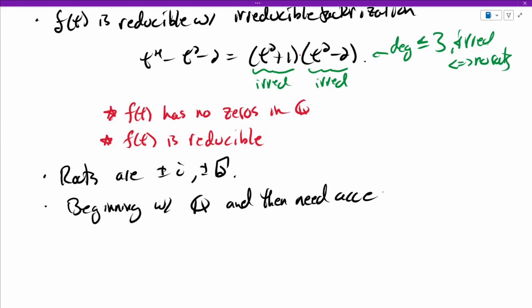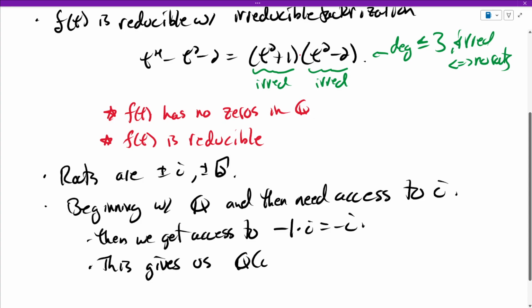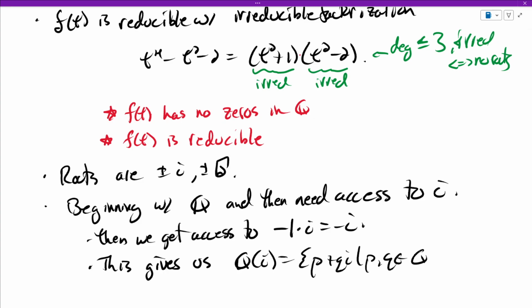Okay, so we need to have at least Q, but we also need to have access to at least one of the roots. So we need access to i. But if we have access to i in our number system, we should be able to multiply. So this tells us then we get access to the rational number negative 1 times i, which is negative i, which is the other root. So we throw in i, we get the other root for free. However, if we just look at the Gaussian rationals, so this gives us the Gaussian rationals that we've seen before. We showed this was a field in particular in chapter 1.